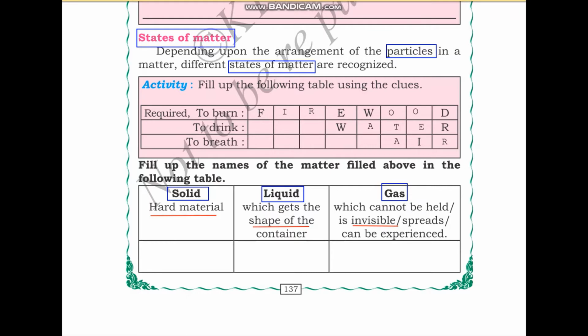First, let us consider firewood. Is firewood a solid, a liquid or a gas? We know that firewood is a hard material, and it does not take the shape of any container. Whatever shape it has, it retains the shape. If it was a gas, it should have been invisible. Most of the gases are invisible. Therefore, firewood is a solid.